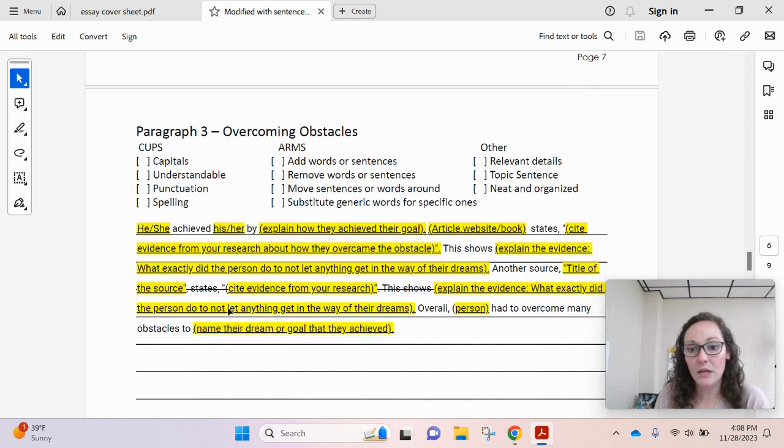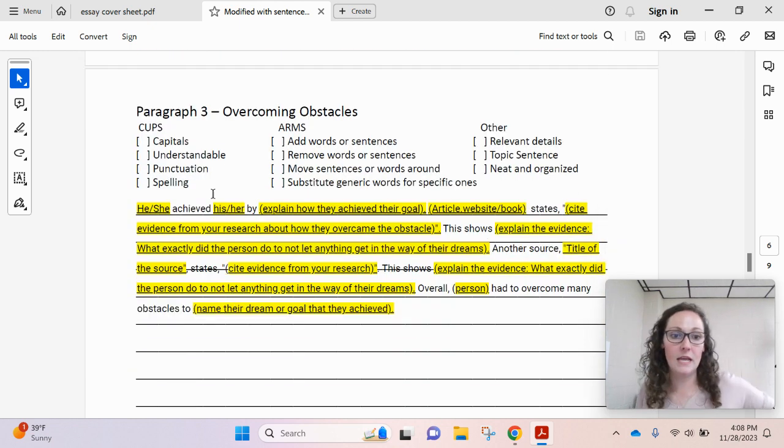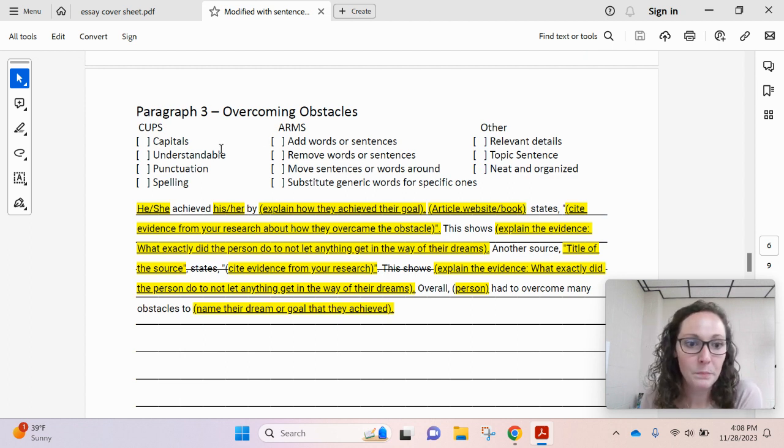And then your last paragraph that you're required to do for this essay is when the person is overcoming their obstacles. So he or she, depending on who your person is, whether it's a boy or a girl, achieved his or her goal, whatever the goal is that they're trying to achieve. So they achieved their goal by, how did they achieve their goal? What's the explanation here for how they achieved it?